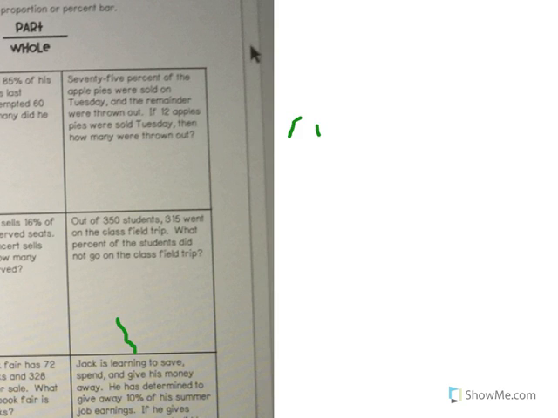75% of apple pies were sold on Tuesday, and the remainder were thrown out. If 12 pies were sold on Tuesday, then how many pies? Who would throw pies out? That's just terrible. Okay, here we go. So we're going to set this terrible problem up. Someone would throw pies out. That's crazy.